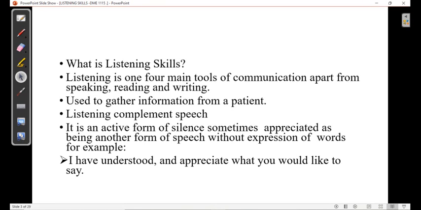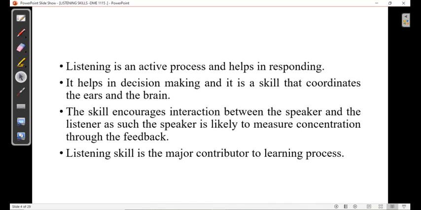That is why people who talk a lot are mostly not loved, but those who listen a lot are loved, because the communication is much better than just speaking. So listening is an active process and helps in responding. When you start listening, it doesn't mean you don't have anything to say. You listen because you want to make sure that your communication and your response is effective and helpful.